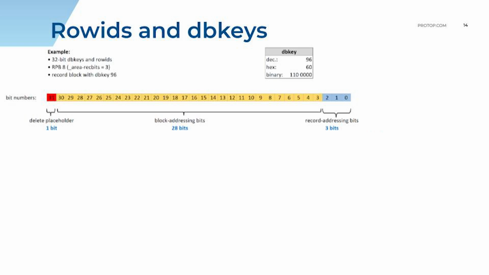This helps us understand why type 1 areas, which have 32-bit addresses, are very limited in size and also have a limit that is a function of RPB, because as you can see, if we added more record addressing bits, we would be taking away block addressing bits. So fewer addresses for blocks means smaller maximum size.